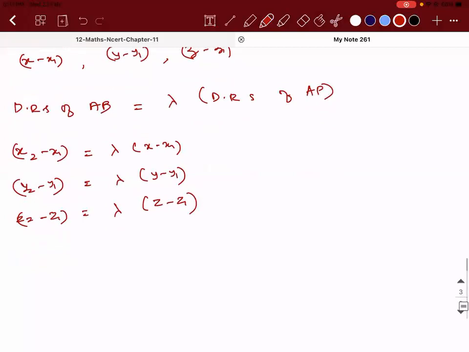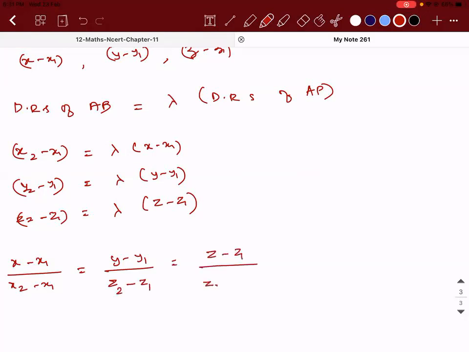Okay. Then can I write x minus x1 divided by x2 minus x1 is equal to y minus y1 divided by y2 minus y1 is equal to z minus z1 divided by z2 minus z1 is equal to 1 by lambda. Right?